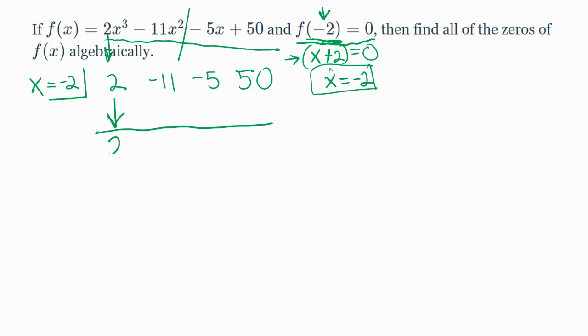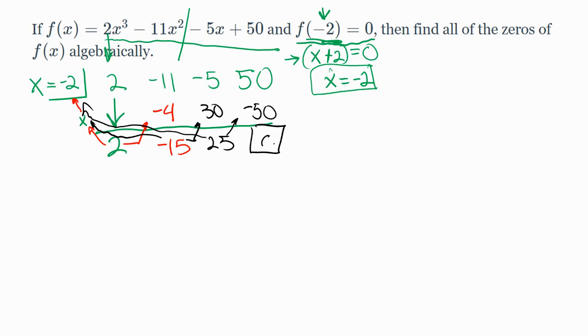So we're going to bring down the 2 and then perform synthetic division by multiplication with that number in the box and then putting the results underneath the next coefficient. So that should give us a -4, and then you add and get -15 and repeat the process. So now we get -15 times -2, which should give us a +30, and then we add and get 25. And finally, we take our 25 over here, multiply, get -50, and as expected, the result is 0 because we were told the result was 0 over here.